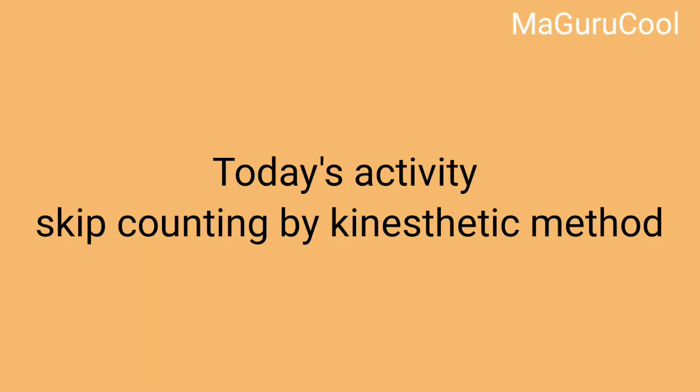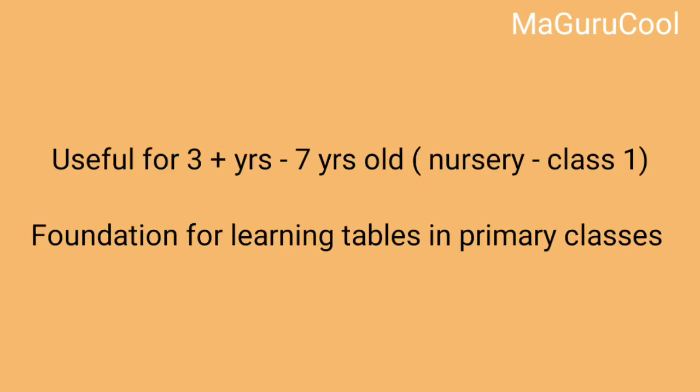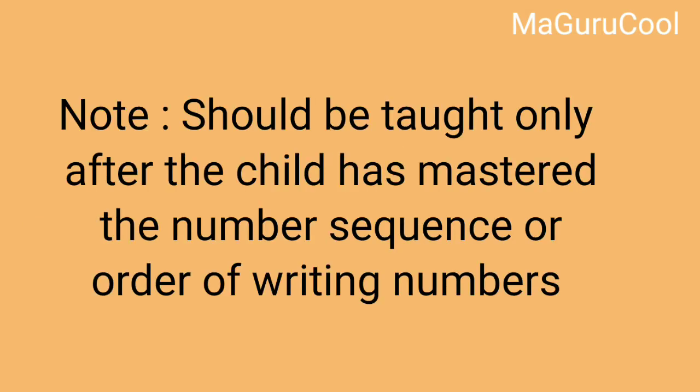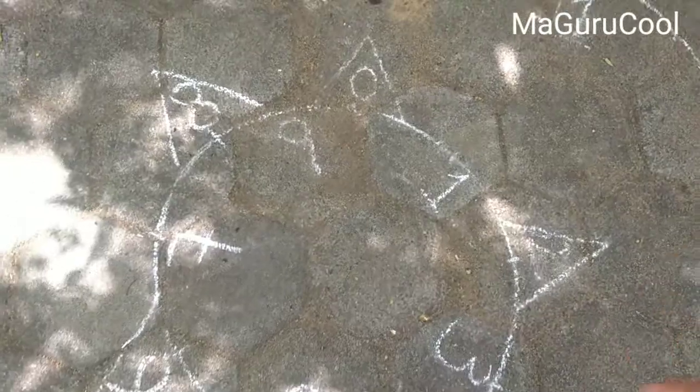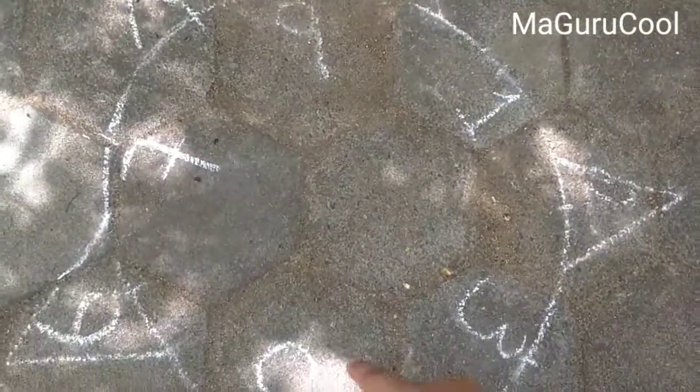Today's activity is skip counting by the kinesthetic method. Now this can be taught to children who are 3 plus to 7 years old, but make sure that it has to be taught only to children who know the number sequence. That means who know 1 to 20 at least properly in the correct order. So let's see what to do.